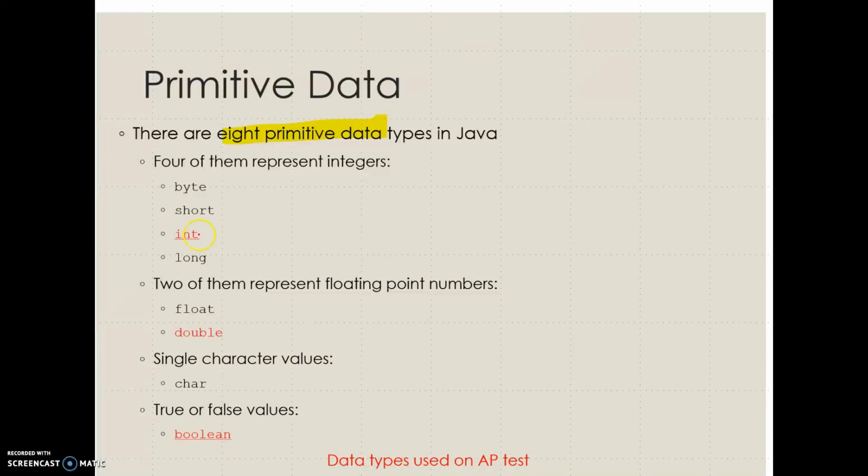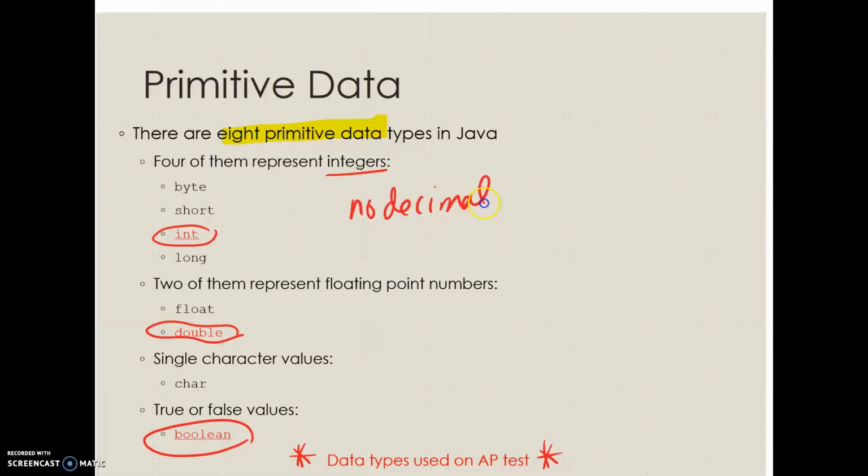These are just ready for us to use. Now, of these 8, there are 3 that we are expected to know and use with ease. And that is because these are the ones that are on the AP test. There is int, double, and Boolean. And an int is a value that represents an integer. And an integer has no decimal point available.